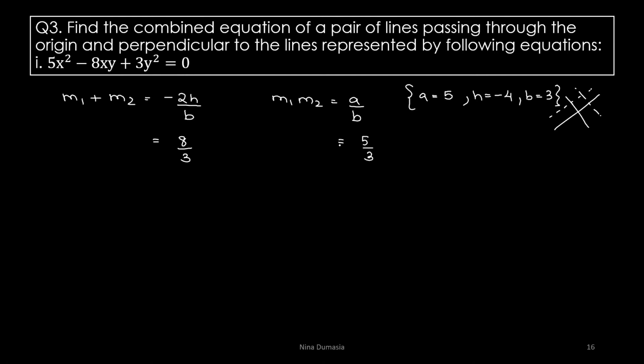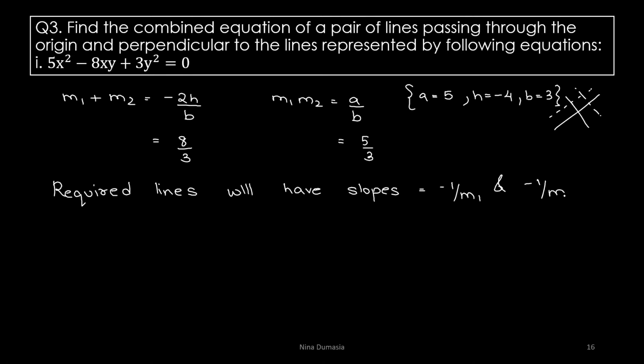Okay, now that we are done with this, हम इसको थोड़े टाइम के लिए होल्ड पे रखते हैं. जो हमारे रिक्वायर्ड लाइन, if they are perpendicular to these given lines and that means कि इनका स्लोप क्या होगा, इनका स्लोप होगा negative reciprocal of m1 and m2. So the required lines will have slopes equal to -1 by m1 and -1 by m2.